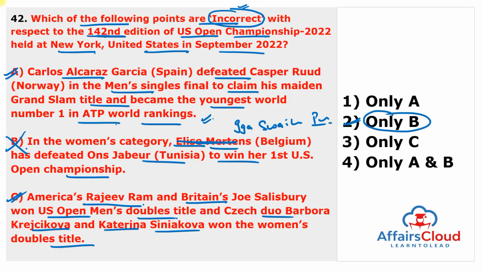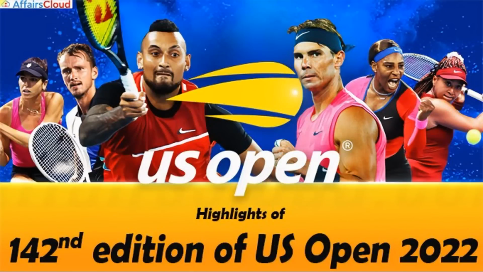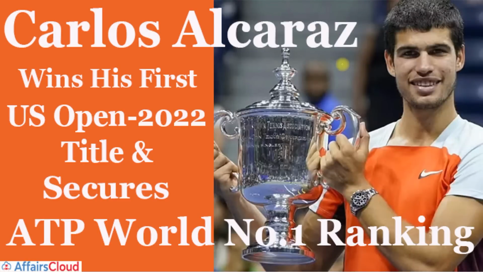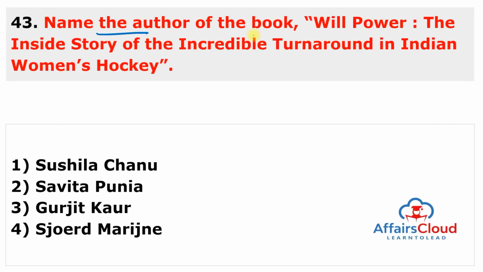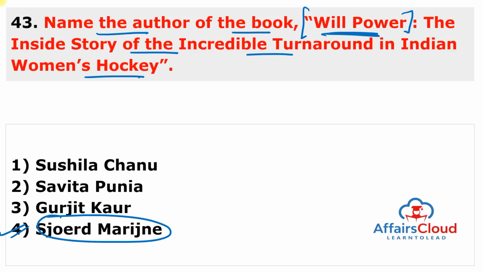Now we are moving to the next question. You can see here US Open highlights of 102nd edition. This is important, 102nd edition, and Carlos Alcaraz won the first US Open 2022 title and secures ATP World #1 ranking. Name the author of the book Willpower, the inside story of incredible turnaround in Indian women's hockey. So remember the keyword here, Willpower book is authored by Sjoerd Marijne. So answer of this question is 4.